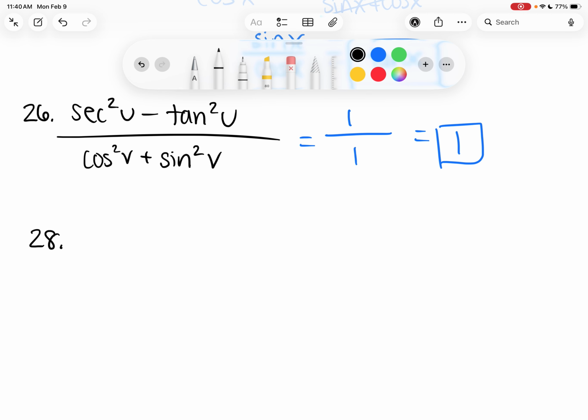28. These ones say use the basic identities to change the expression to one involving only sines and cosines and then simplify it. So they're basically telling us which method we have to use here. We have to convert everything to sine and cosine before I can do anything else. So 28, we have the sine of theta minus tangent of theta times cosine of theta plus cosine of pi over 2 minus theta.